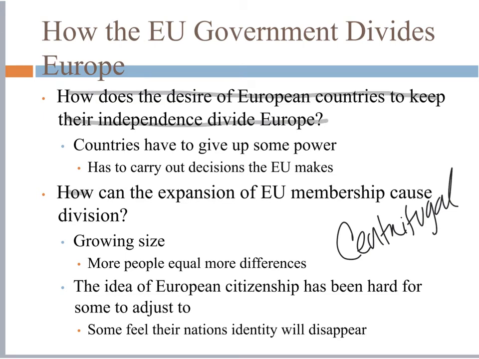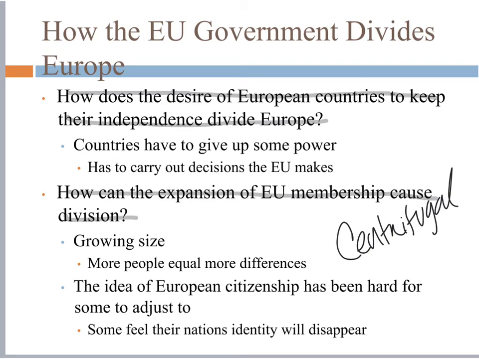On the right-hand side, how can the expansion of EU membership cause division? With growing size, more people equals more differences, right? They have to translate all of the EU documents into hundreds of languages so that everybody can understand what's going on. That causes a lot of division. With more and more people being part of this, more and more people have reason to be mad at each other. Additionally, the idea of European citizenship has been hard for some to adjust to.